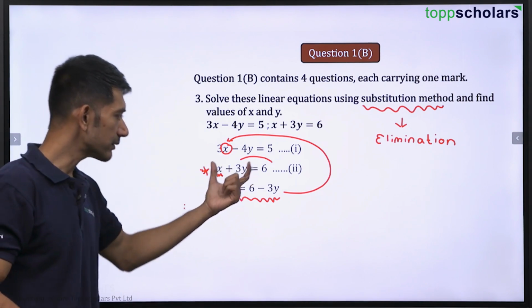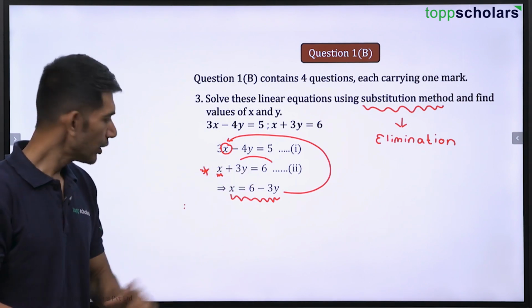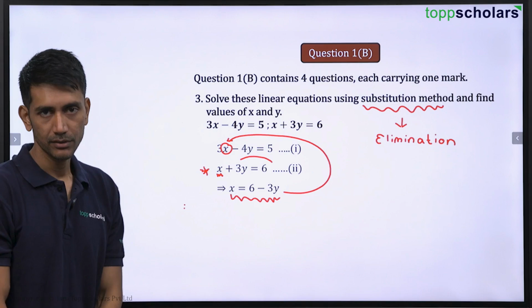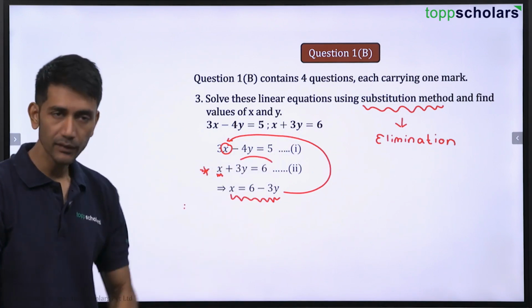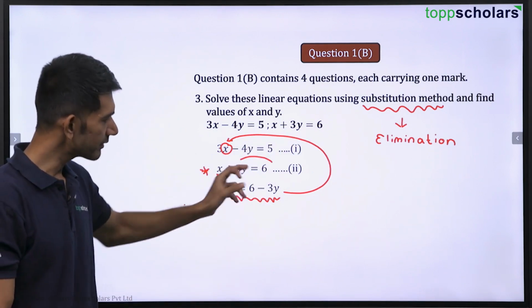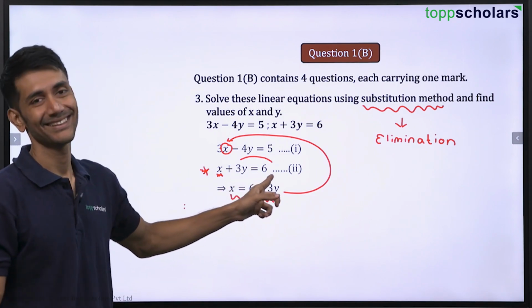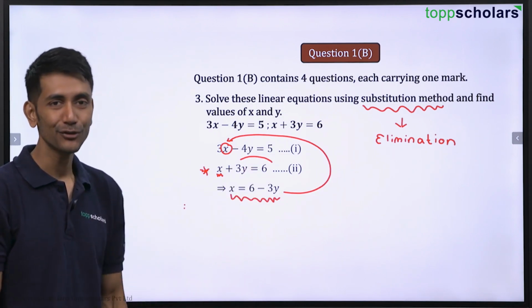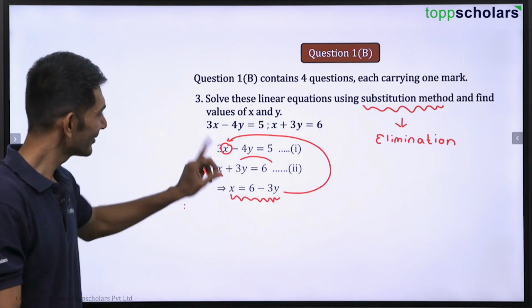If you have picked the second equation, put the value of x in the first equation. If we pick the first equation, then put the value of x in the second equation. Don't put it again here. You're not going to get anything there. You'll get 0 is equal to 0 in that case. Okay. So put it there.